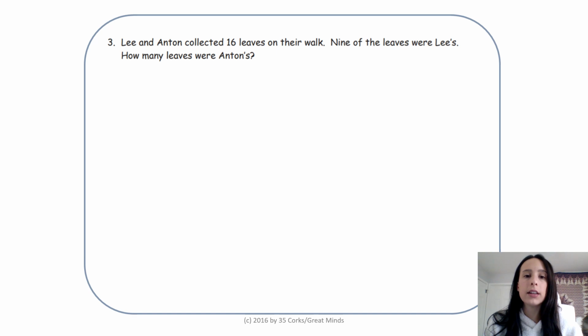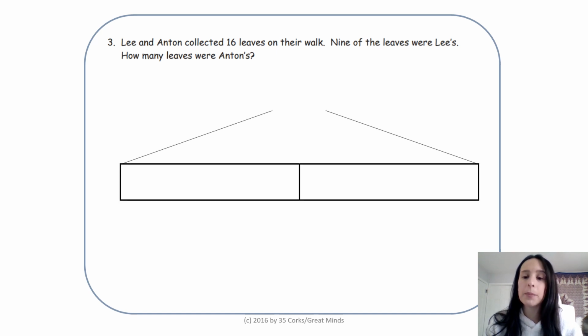Lee and Anton collected 16 leaves on their walk. 9 of the leaves were Lee's. How many leaves were Anton's? Well, if I read that back, our first sentence there gave us the total. And then the second sentence gave us our part. So I know we're doing just a regular tape diagram. So I'm going to draw my two parts and my total. But am I done? No way, I need to label.